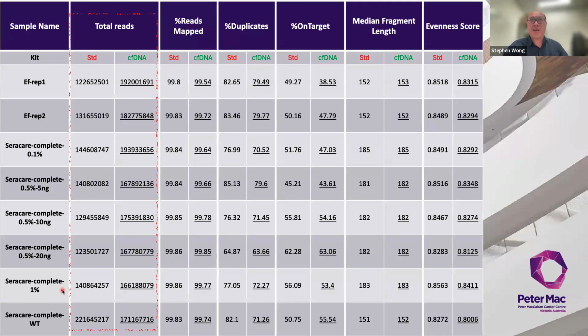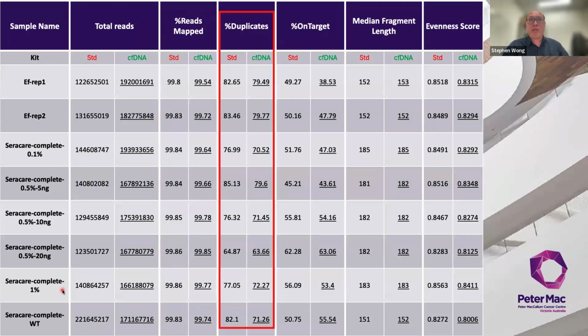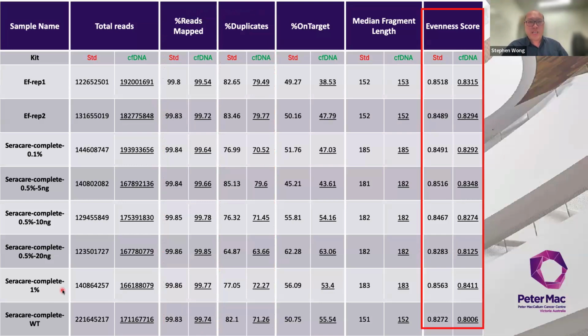Interestingly, however, while the percentage of mapped reads was very high for each sample, when we look at the percentage of duplicates, despite the high number of reads in the cell-free DNA-based kit, we actually observe a lower degree of duplication, indicating a potentially better conversion of unique molecules using this kit chemistry. Interestingly, when we looked at the evenness score, this was also maintained between both kits and was relatively high, above 0.8 for most samples.